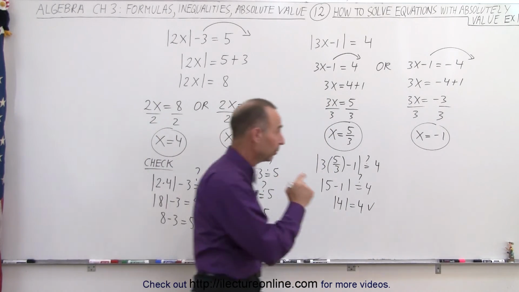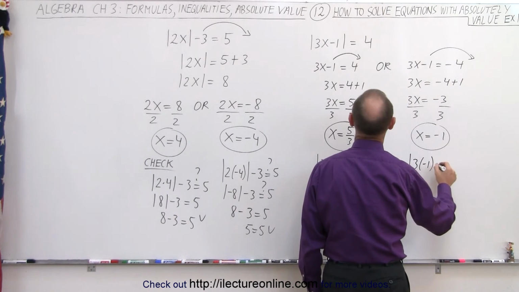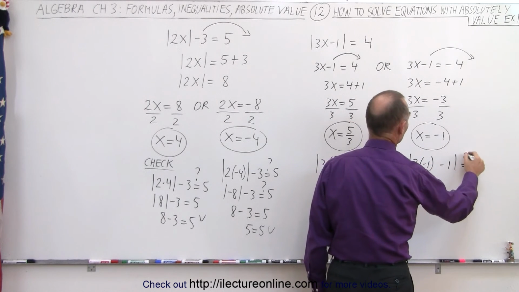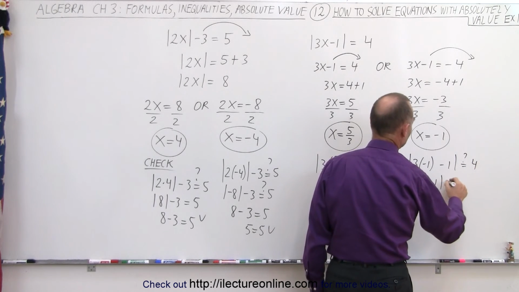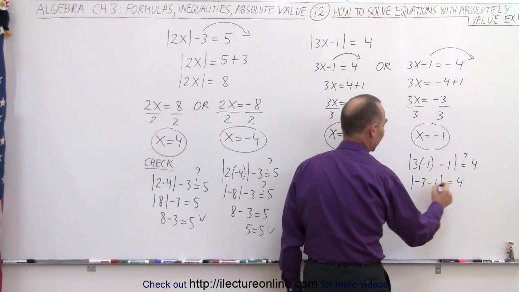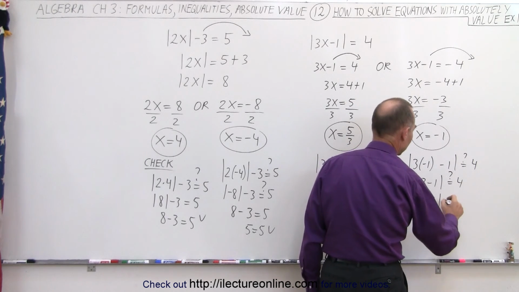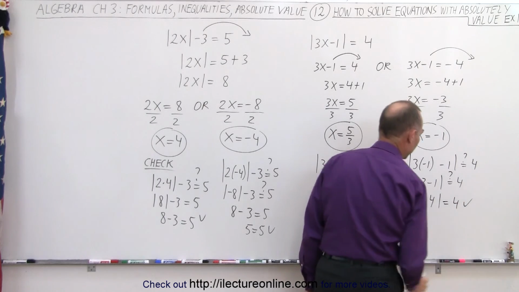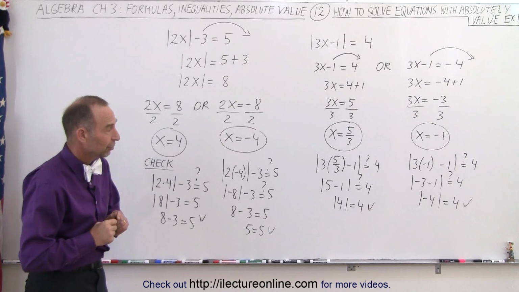And then on the other possible solution, we have 3 times negative 1, minus 1. Is that equal to 4? And so this gives us minus 3 minus 1 equals 4. And of course, since that's inside the absolute value signs, you can see minus 4, take the absolute value of that, is indeed equal to 4. They both check out, and so we have the two solutions for our two equations.